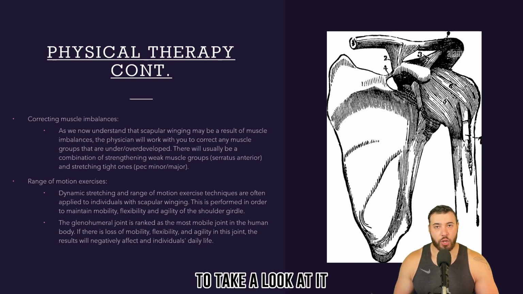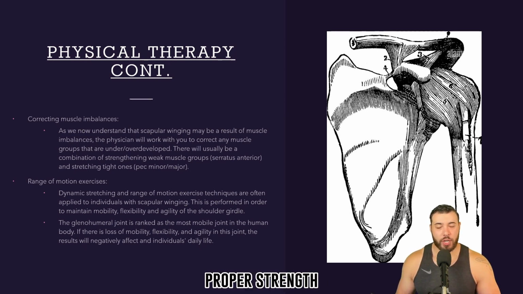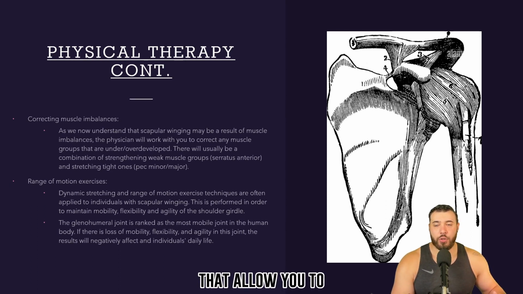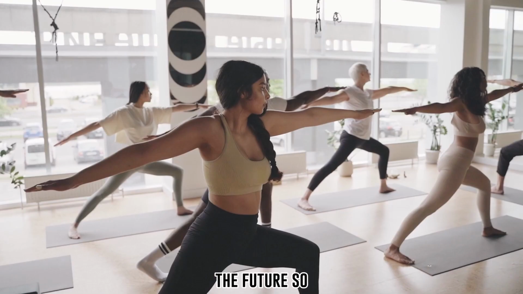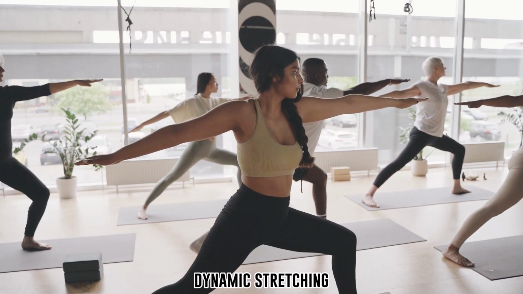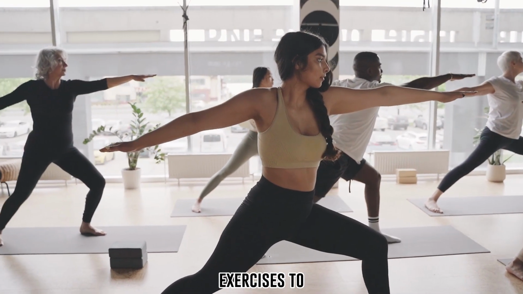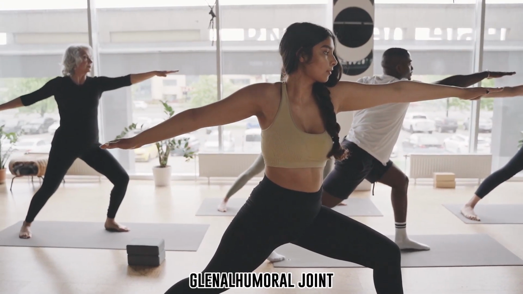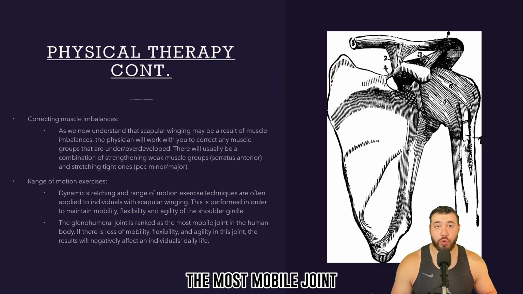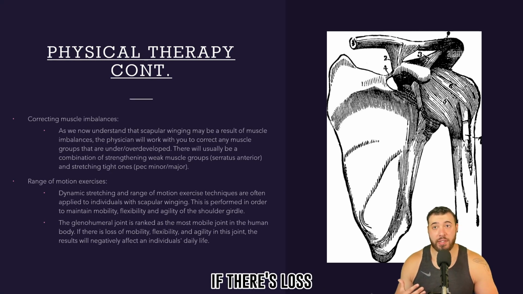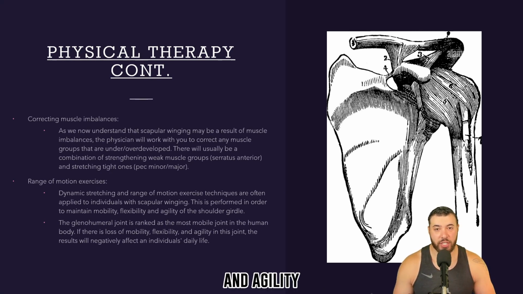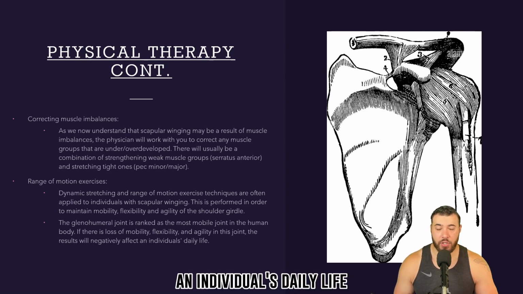Get a physician to take a look at it, make sure that you're going through the proper strength training exercises, and even do the strength training exercises that allow you to protect your shoulder and not allow this pathology to develop in the future. So some other things that they'll offer is dynamic stretching and range of motion exercises. Something to note as well is that the glenohumeral joint is ranked as the most mobile joint in the human body. If there's loss of mobility, flexibility, agility, and even stability in this case, the results will negatively affect an individual's daily life.